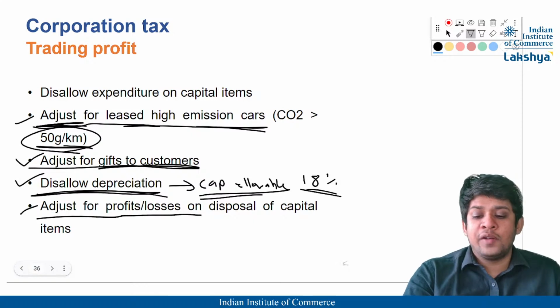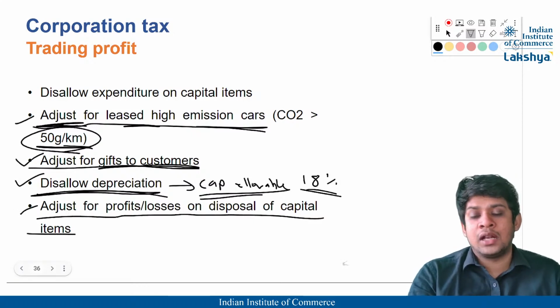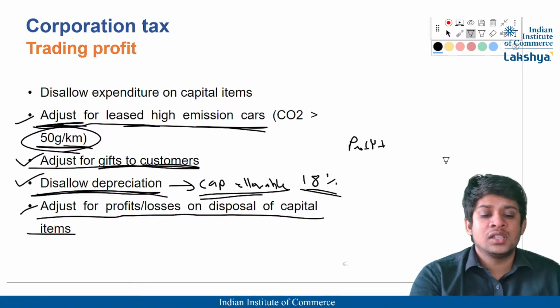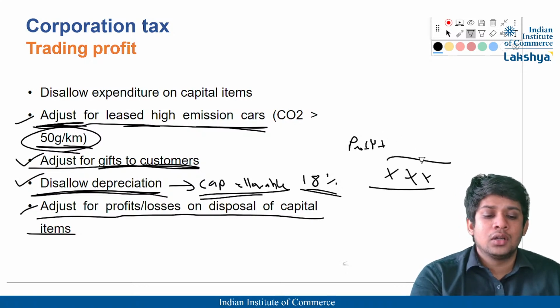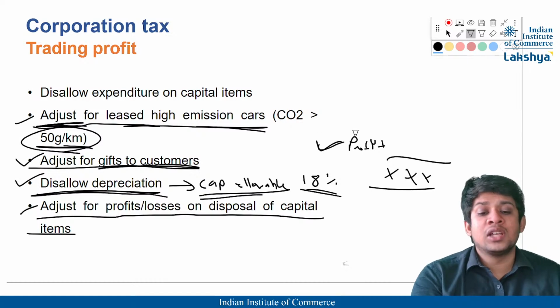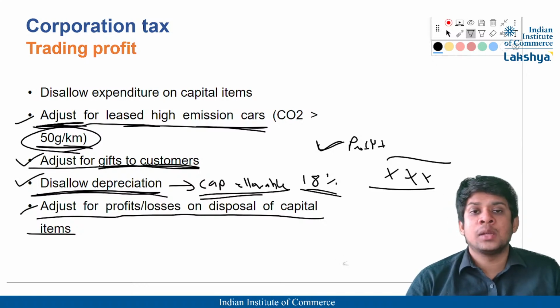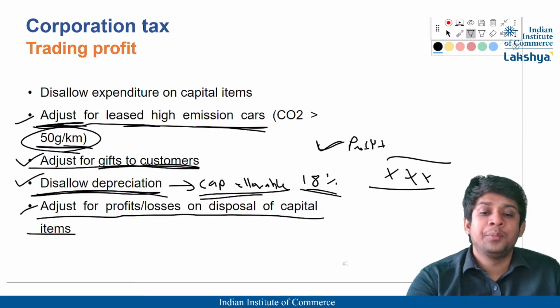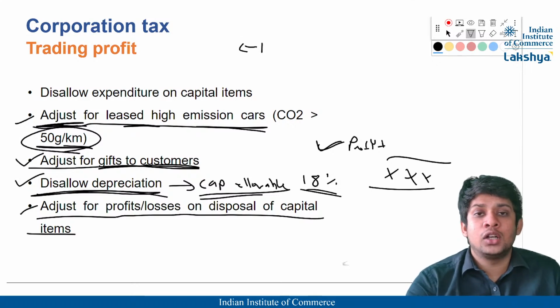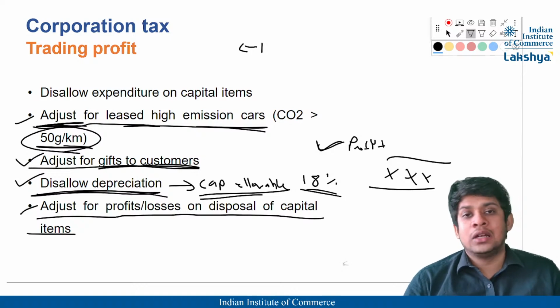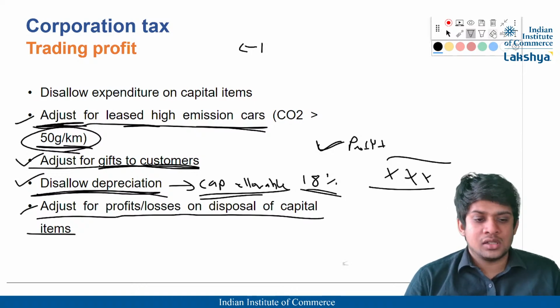Lastly, adjust for profits or losses on disposal of the capital items. So if there is any profit or loss included within the profit, okay, that profit you have generated by selling off your assets, right? That is not profit of the trading activities. That is a profit known as chargeable gains, right? So that profit will be deducted to disallow it from the tax adjusted trading profit, and it will be included within your capital gains. Okay.